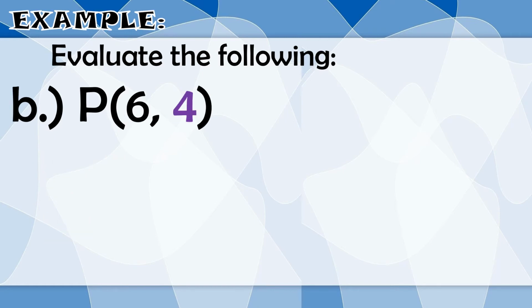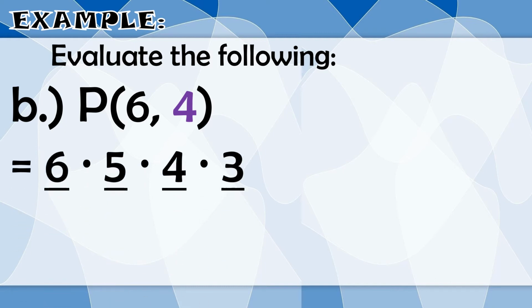Our second example, permutation of 6 and 4. So we have to start at 6. So 6 times 5 times 4 times 3. Again, we will stop at number 3 because of the value of r, which is 4. So the first number is 6, second is 5, third is 4, and fourth is 3. And if we are going to simplify, 6 times 5 times 4 times 3, the answer is 360.